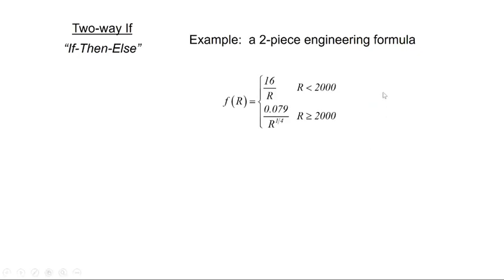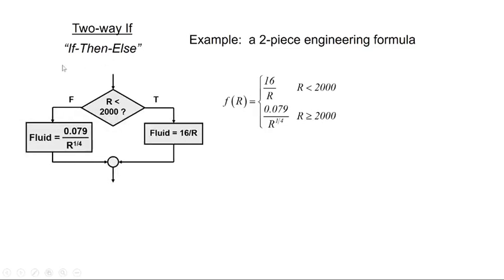Let's look at an example. A lot of times in engineering and math, you'll have piecewise functions. Here we have a piecewise function for the friction factor as a function of the Reynolds number, which is R. So this is used in fluid dynamics. Basically, the function has a different value if the Reynolds number is less than 2,000, than when the Reynolds number is greater than 2,000.